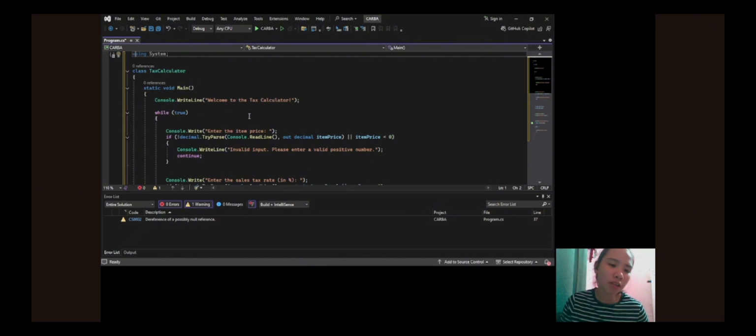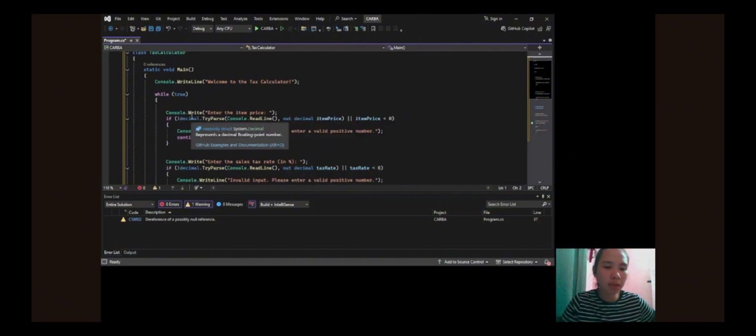So the next line is while true. This line starts an infinite loop. It allows the program to repeatedly ask for user input and perform calculations until the user exits. Until the user exits, the program can ask again.